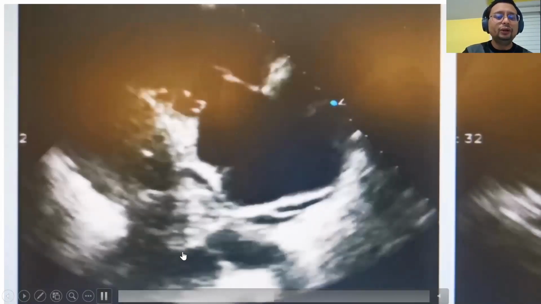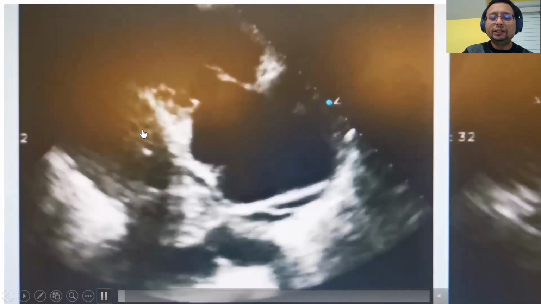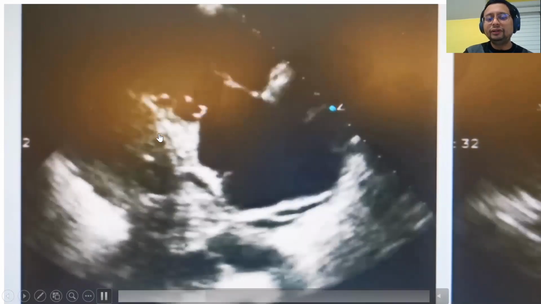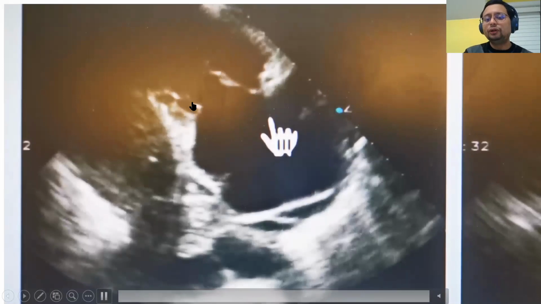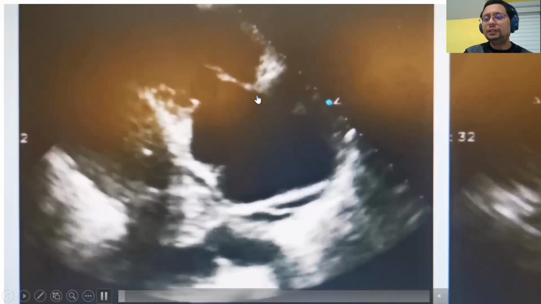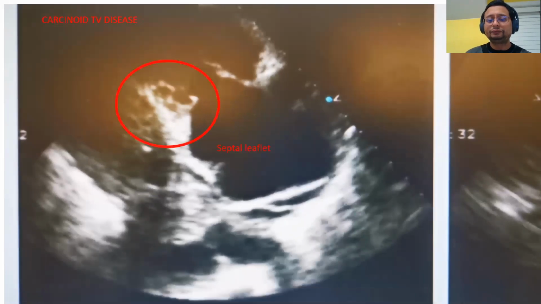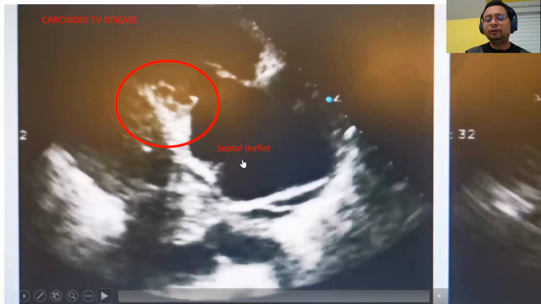If I were to ask you which leaflet is this and which leaflet is that, how do you know? Look at this. You can see the interventricular septum here. You can see the right ventricle, the left ventricle here, the interventricular septum there. So if you see the interventricular septum, what leaflet is that? That's going to be a septal leaflet, and that's going to be the anterior leaflet of the tricuspid valve. Why septal? Because you see the interventricular septum, the left ventricle there.